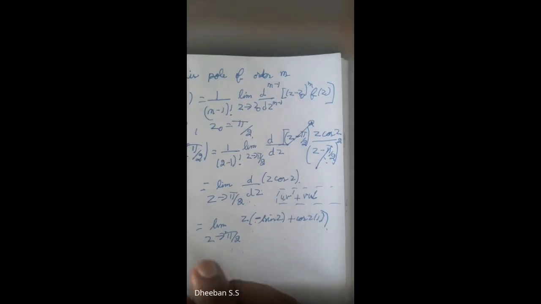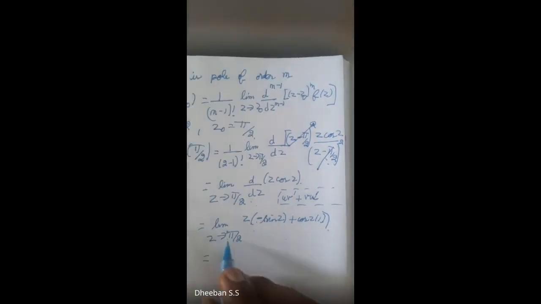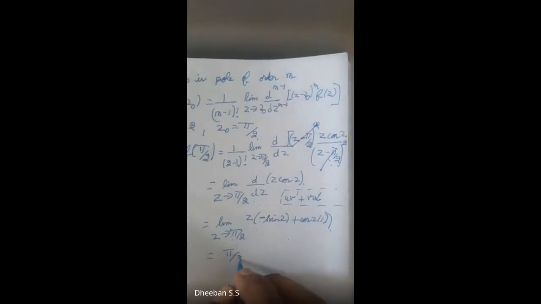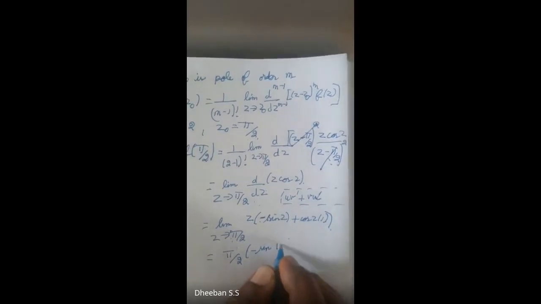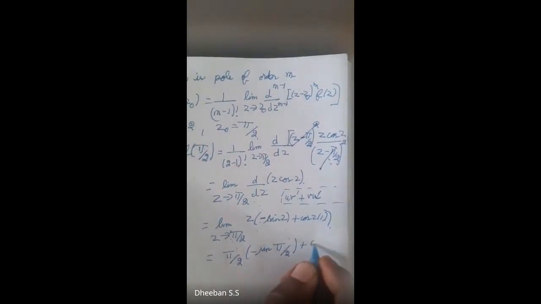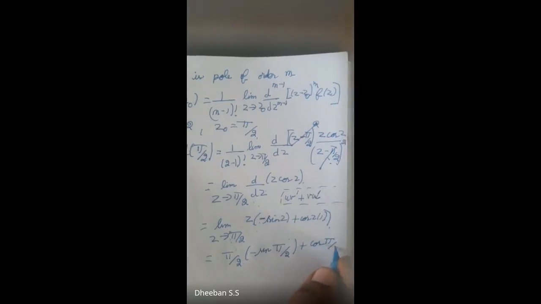Now you have to substitute the value pi by 2 here. It becomes pi by 2, so minus of sin pi by 2: sin of pi by 2 is 1, and cos pi by 2 is nothing but 0. You'll be getting minus pi by 2, which is the residue of f at pi by 2.